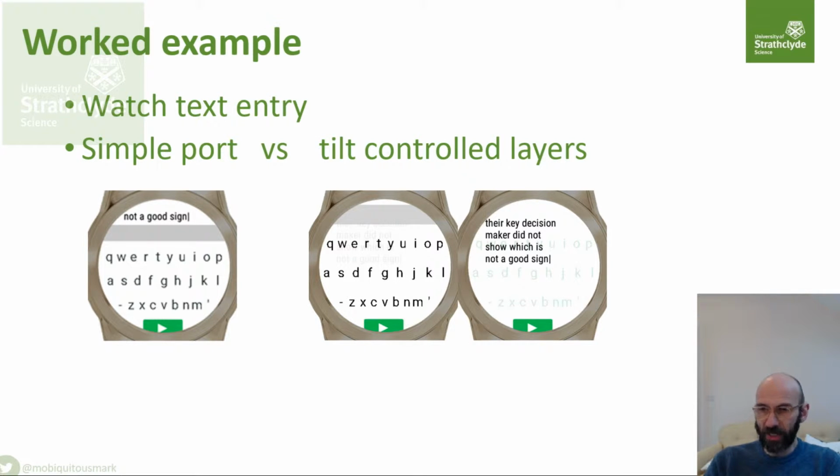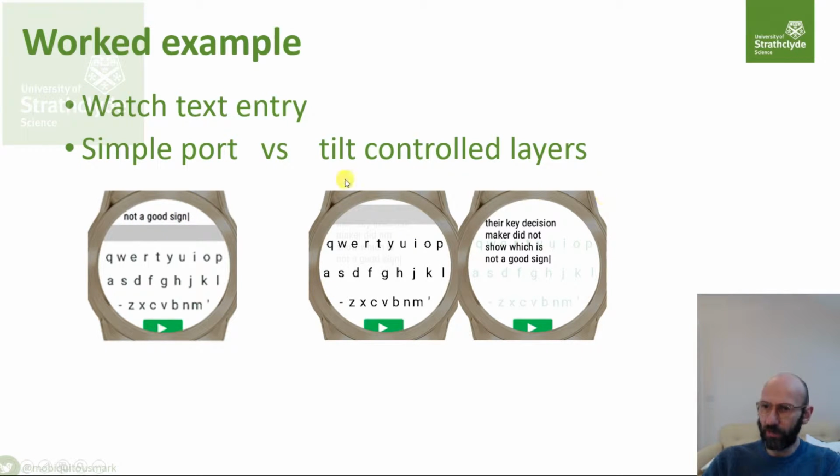And the particular A versus B I'm going to look at is based on my research, which is watch text entry. So I've been looking at text entry for years, and now I've been doing some work on text entry on smartwatches. On the left here, we have a very simple port of the desktop keyboard or the mobile phone keyboard. We have a touchscreen keyboard, suggestion bar, and because space is so tight, you end up with a single line for what you've entered. The phrase here is "not a good sign", which is the end of this longer phrase. So all you see is the end of it because you've only got space for that.